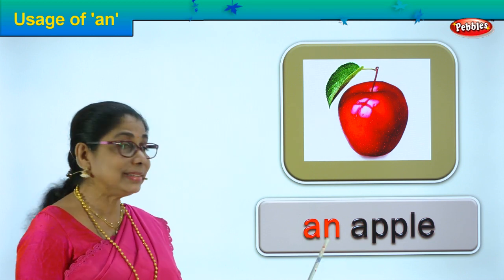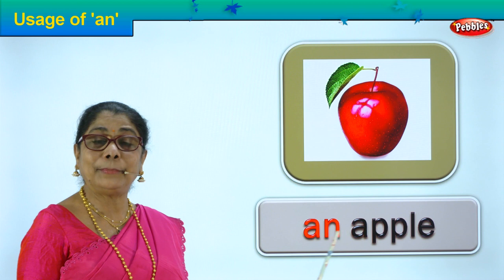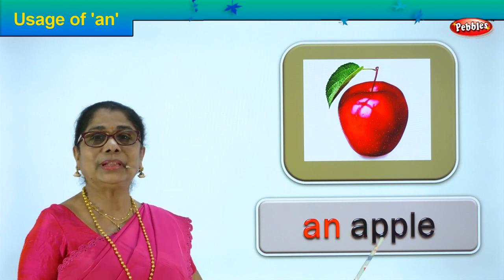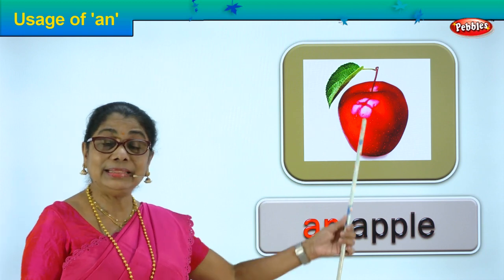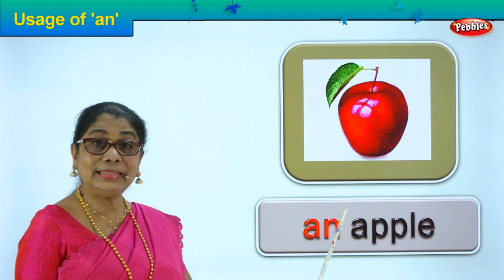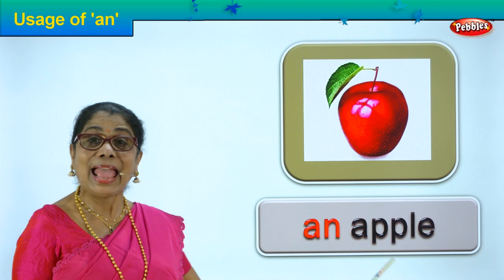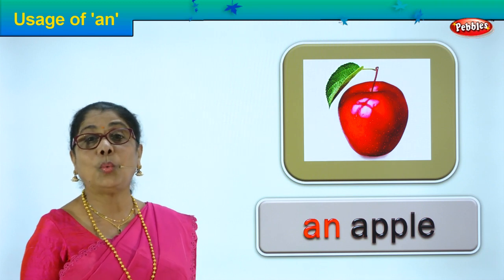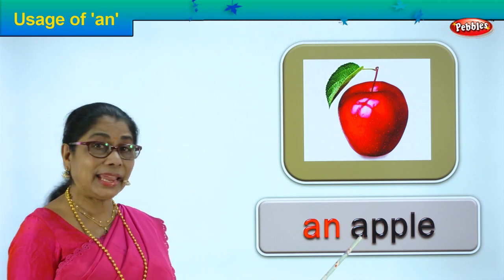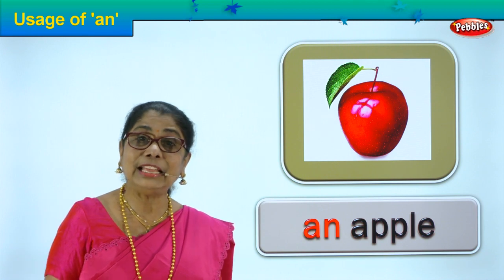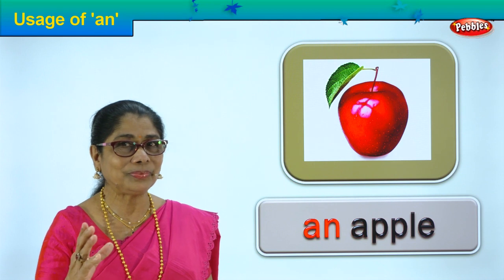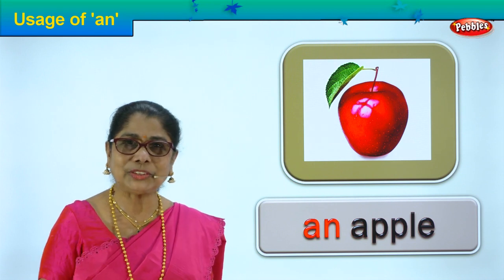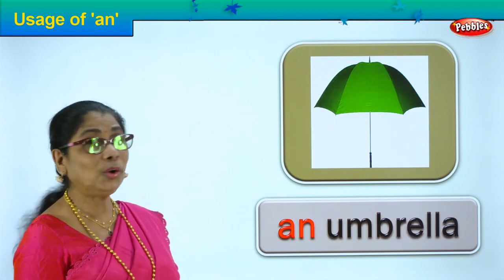Therefore, we say this. We don't say a apple, we say an apple. You got to be very careful. Please give me an apple. This is an apple. An apple. Why an apple? Because A is the first letter in front of the word apple and it is a vowel. Good. Shall we go to another picture? Good. I hope you're enjoying.